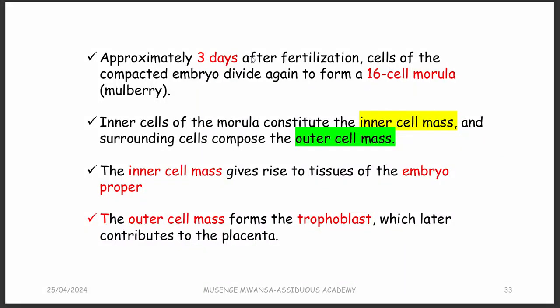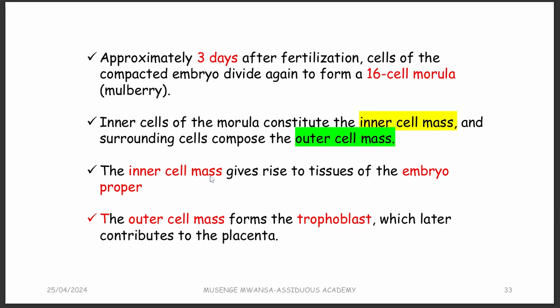On the third day after fertilization, the cells of the compact embryo, those which are inside, again divide to form the 16-cell stage. Remember, we move from 2 to 4 to 8 and then to 16. The 16-cell stage is specifically called the morula because it looks like a mulberry. You know a bunch of mulberries, how they look. So the inner cells of the morula constitute what is known as the inner cell mass, and the surrounding cells on the outside make up the outer cell mass.